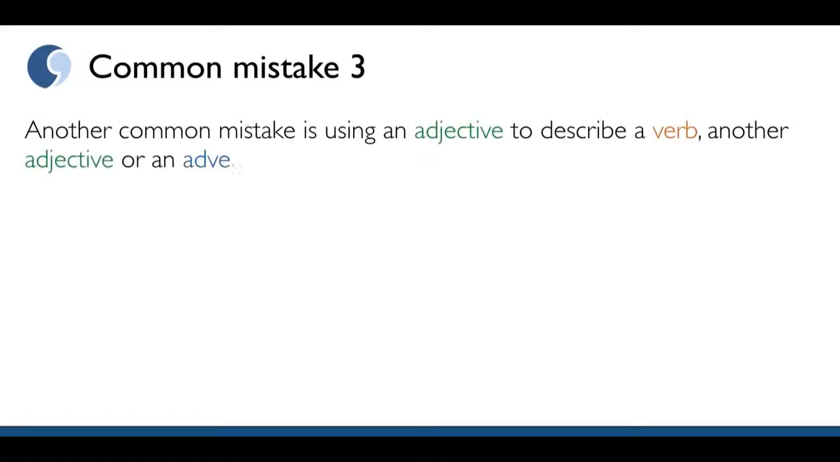Another common mistake is using an adjective to describe a verb, another adjective, or an adverb. For example, you may hear, "He sings good." Sing is an action verb, and therefore you need the adverb. And the adverb for good is well. He sings well.